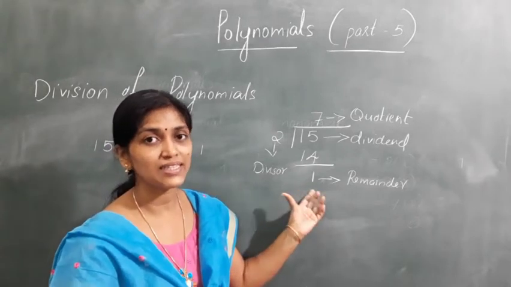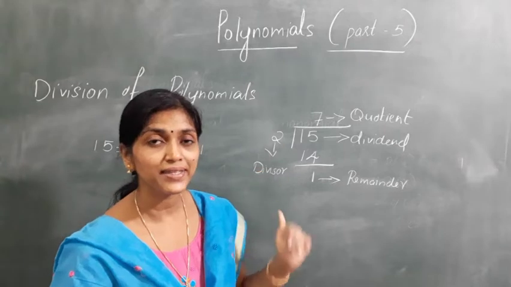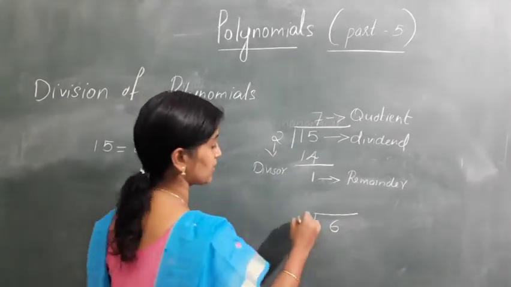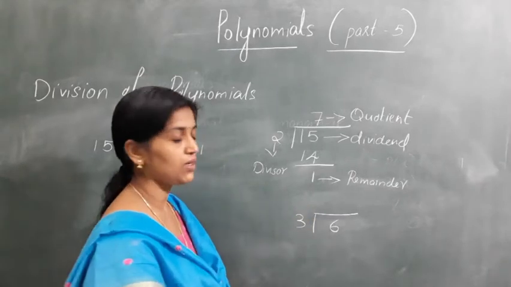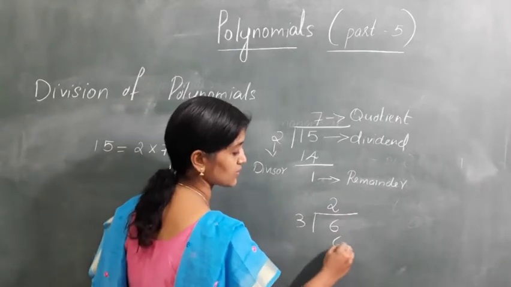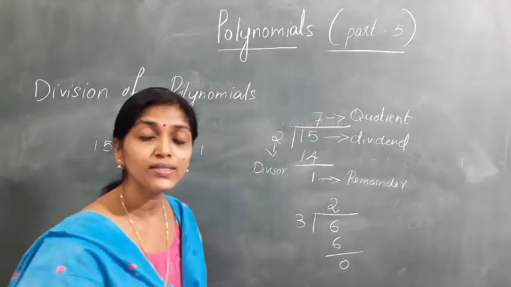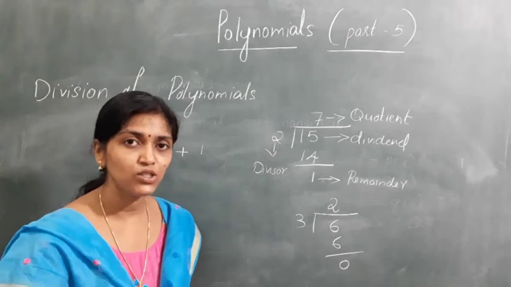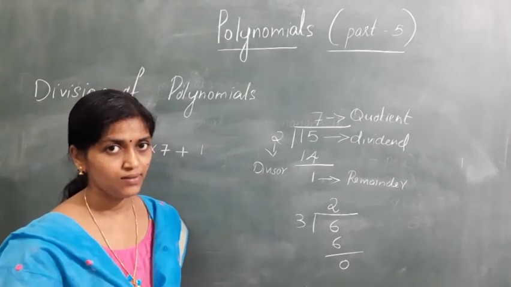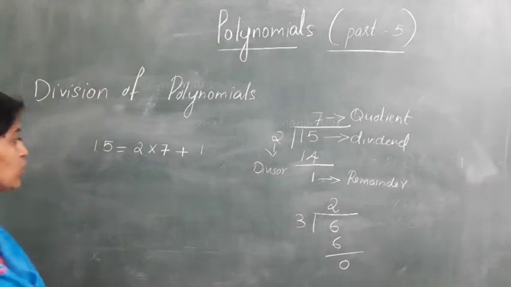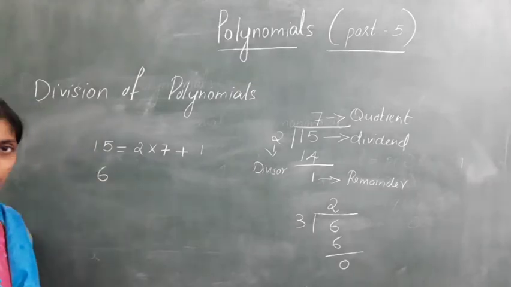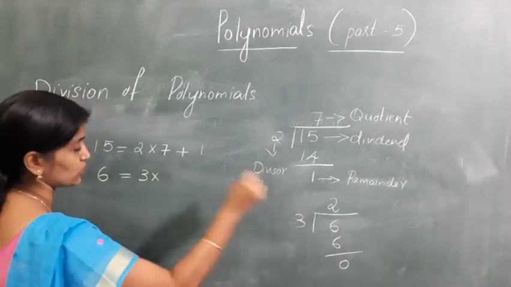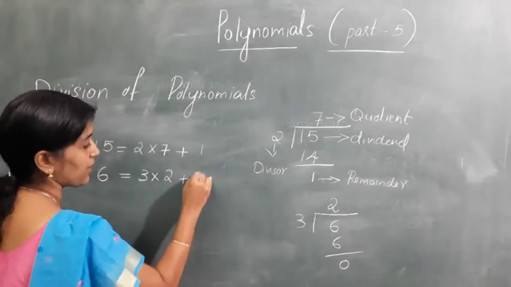Okay. And also we have studied certain cases where we get the remainder as 0. We'll take an example: 6 divided by 3. From the table, 3 twos are 6, and you get the remainder equal to 0. Here we got the remainder as 0. So using the division rule, you can write 6 as divisor 3 into quotient 2 plus remainder 0.